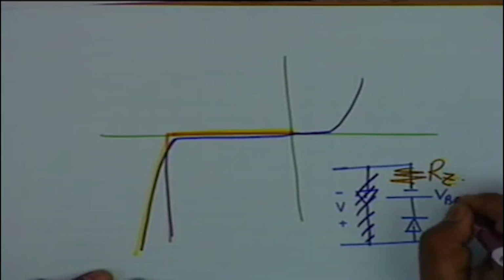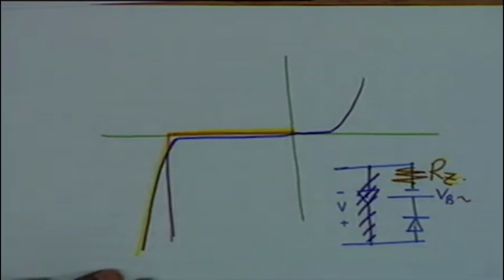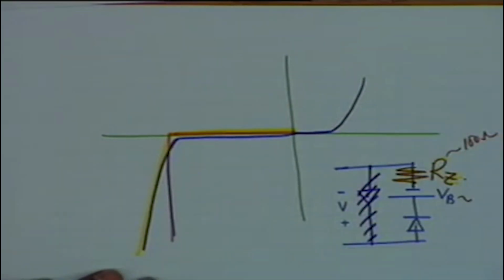VB, as I said, can be controlled. You can get Zener diodes right from, let us say, 6 or 7 volts to 100 volts by controlling the doping. This resistance is of the order of 100 ohms.